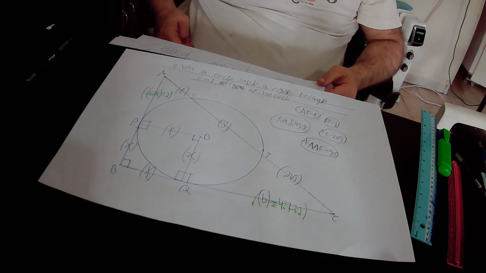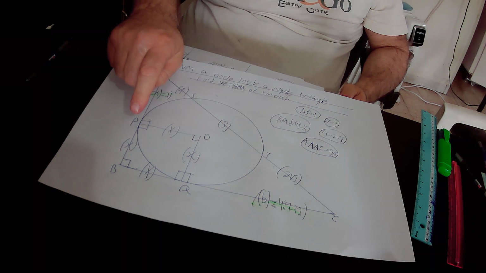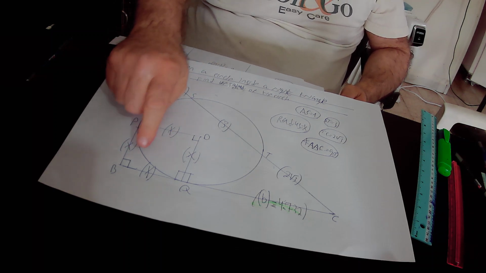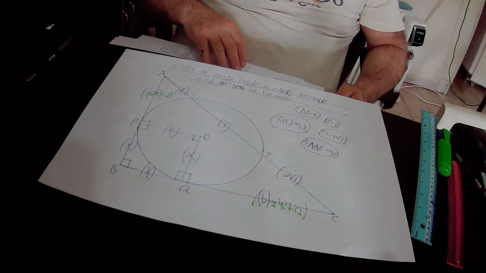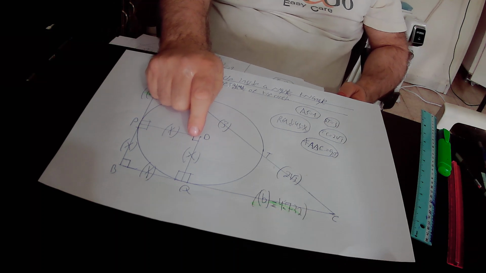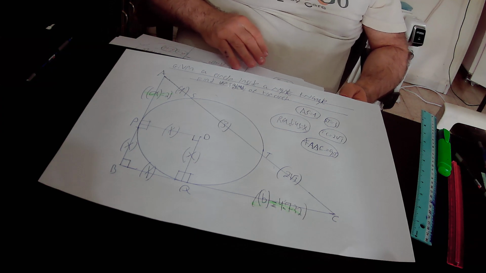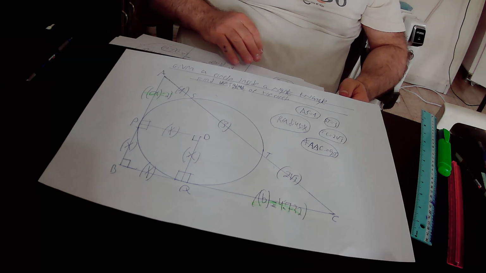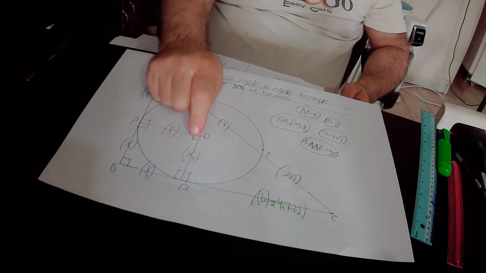So actually, in the quadrilateral OPBQ, we have 1, 2, 3 right angles. The sum of 3 right angles is 270 degrees. So 270 degrees plus the size of this fourth missing angle, in total the sum of those 4 angles must be equal to 360 degrees, according to the rule that the sum of the angles in any quadrilateral is equal to 360 degrees. Therefore, the missing fourth angle must be equal to 90 degrees in its size.